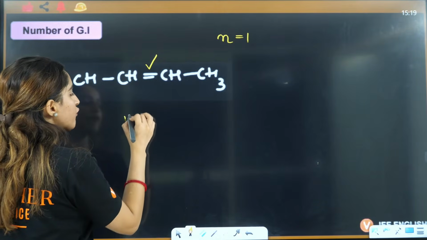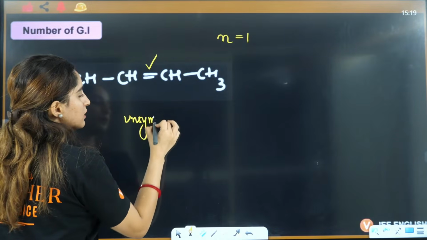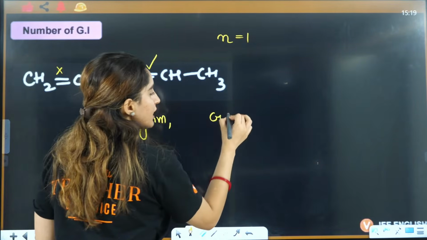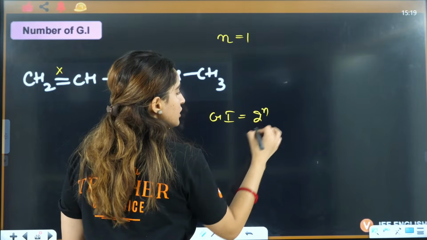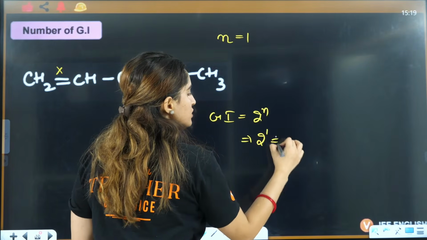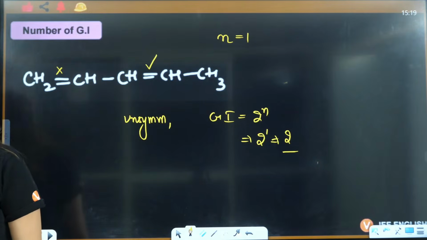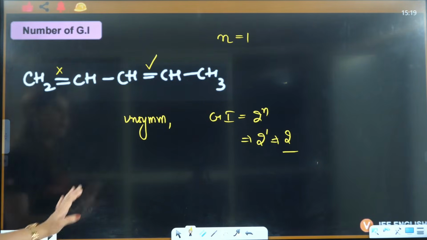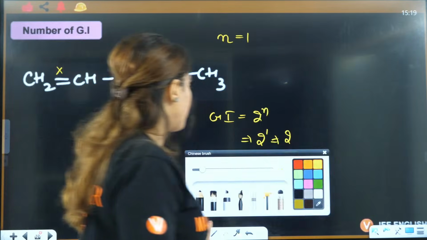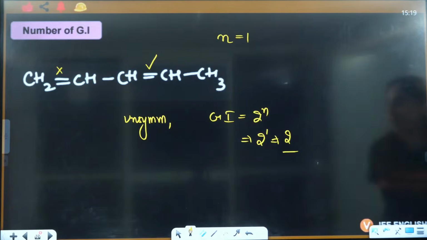So we can say for unsymmetrical, the number of GI isomers is 2 raised to power n. So that means 2 raised to power 1. So the answer will be 2. Is that clear, everybody? 2 is the correct answer here. Tell me guys if you have any problem over here.